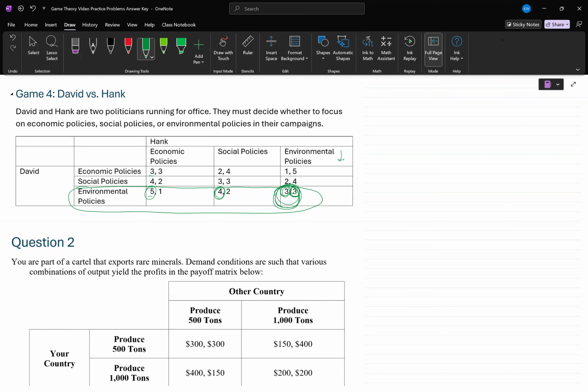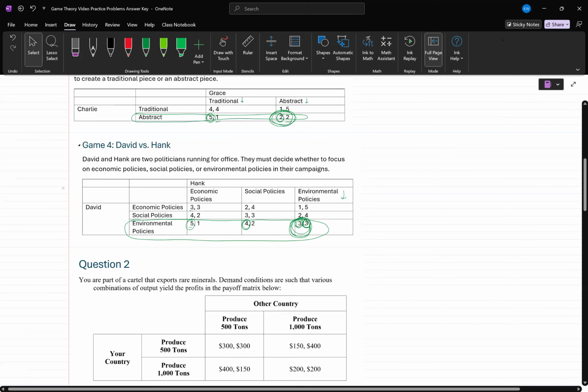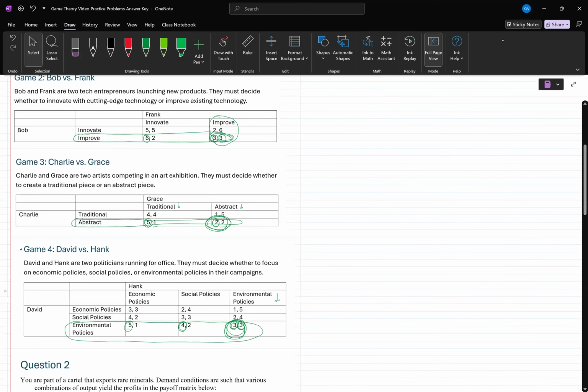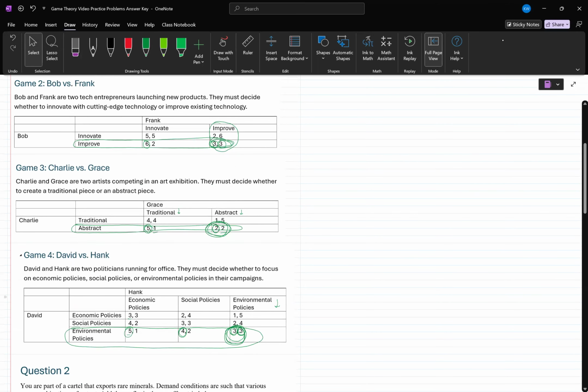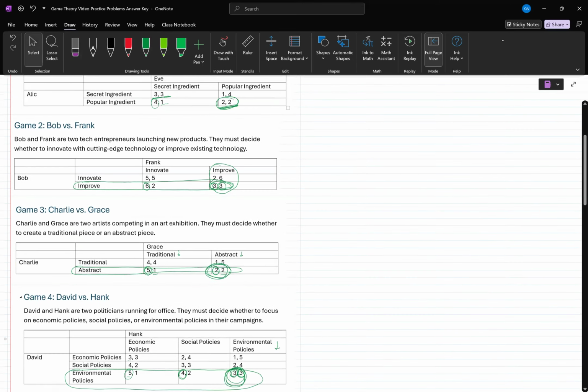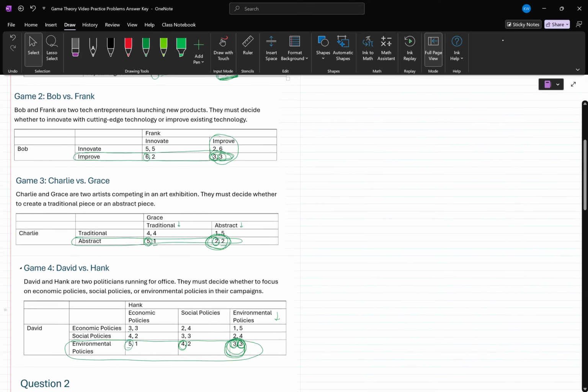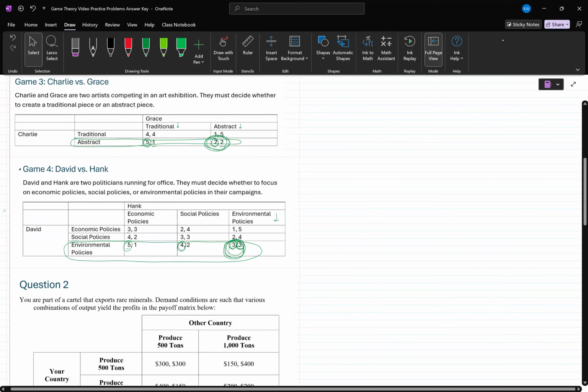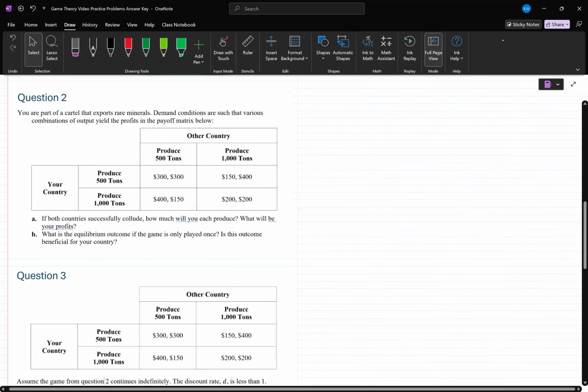Okay. So those are four different games we've analyzed. They all happen to have Nash equilibriums in that bottom right cell, just out of happenstance. But you can hopefully see the process by which we would go about analyzing a game. All right. Now let's move to question two.